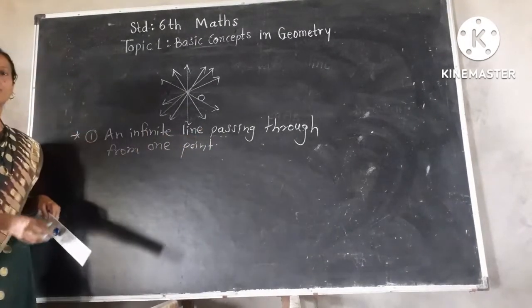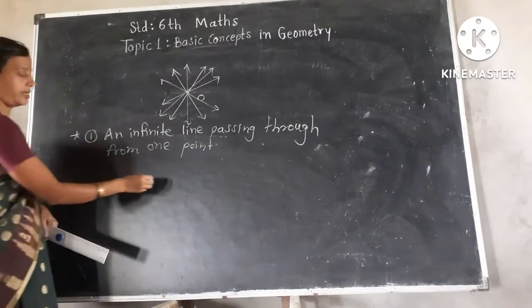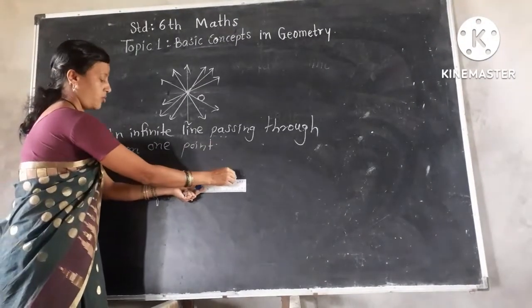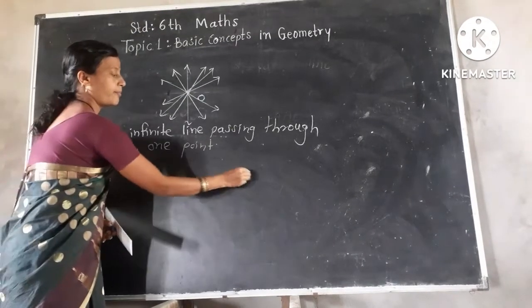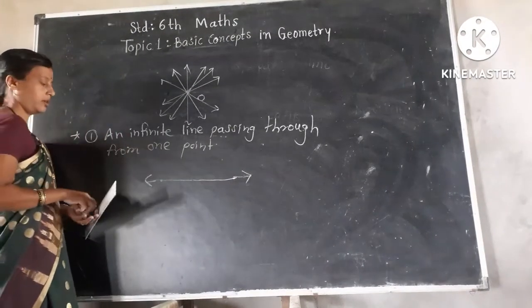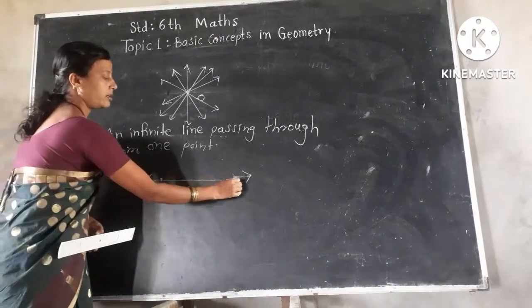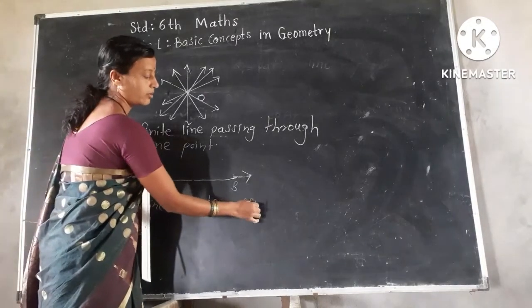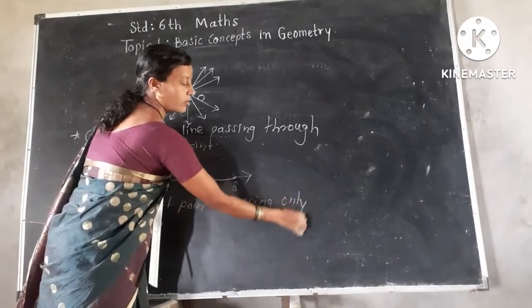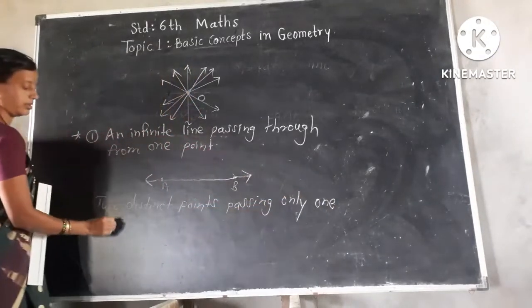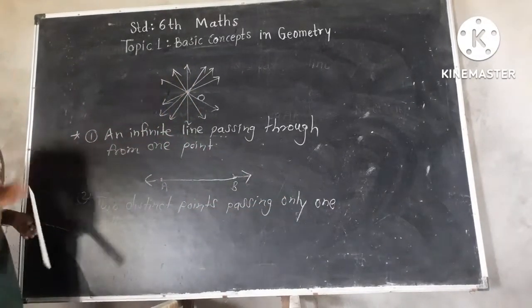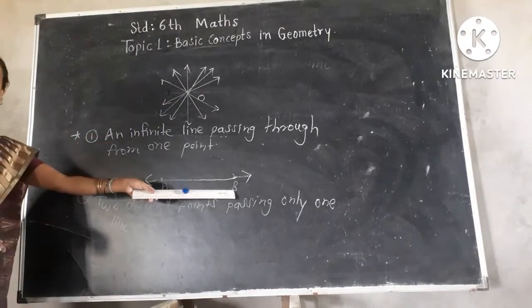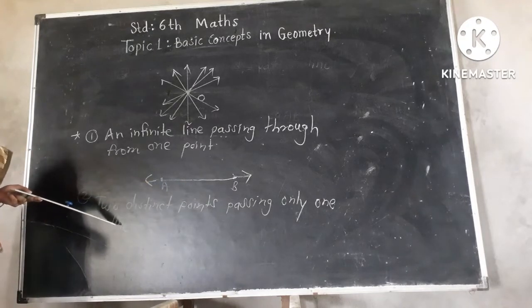But if we draw 2 distinct points and join them, then we see only one line can pass through these 2 points. Point A, point B: 2 distinct points, only one line. One point has infinite lines passing through it, but 2 points have only one line passing through them.